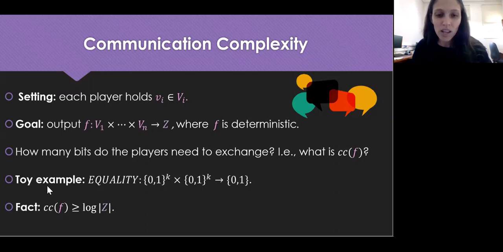And a basic fact in communication complexity is that the communication complexity of each function is at least the log of its image. And the intuition for this fact is that just specifying the outputs takes log z bits. So you cannot do better than this.